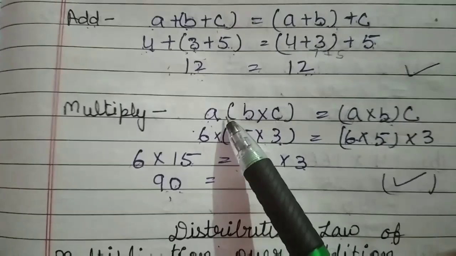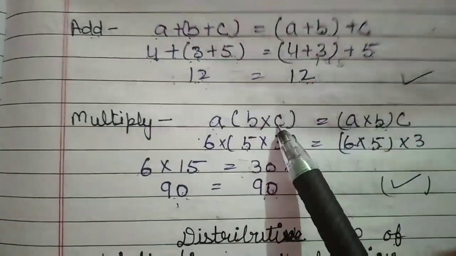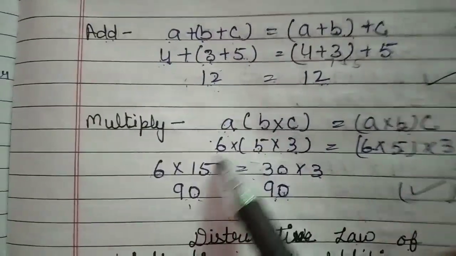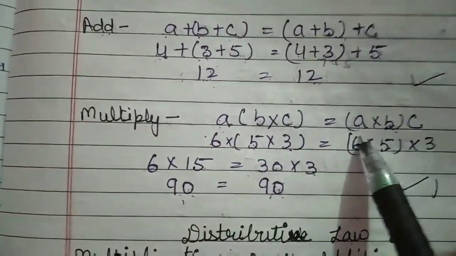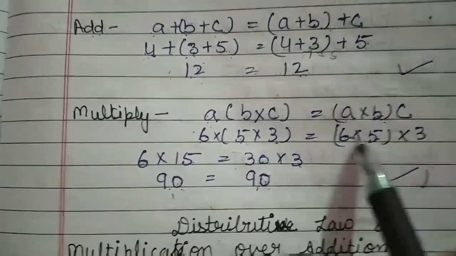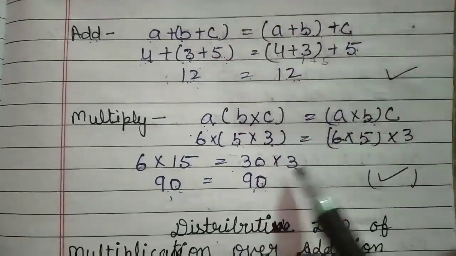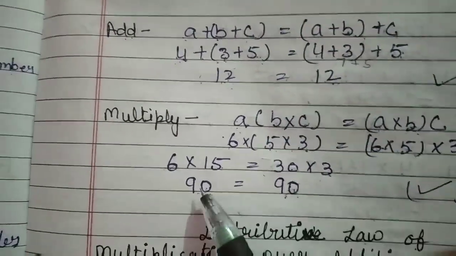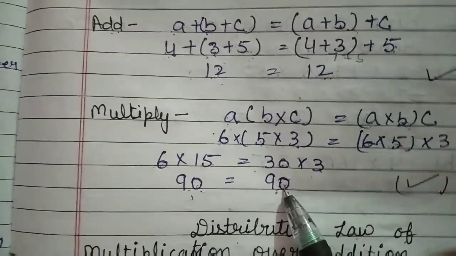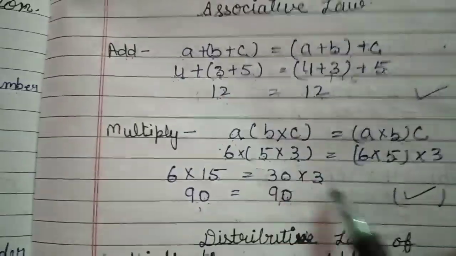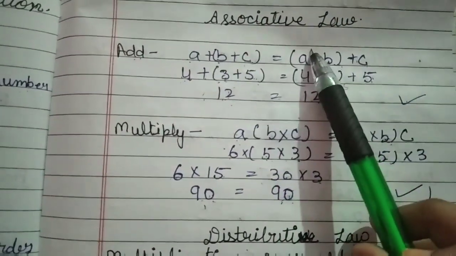So examples: A is 6, B is 5 and C is 3. 5 3s are 15, into 6 is 90. Now A into B into C, A 6, B 5, C 3. 6 5s are 30. 3 copy down, 30 into 3 is 90. LHS is equal to RHS, which states that multiplication is also applicable in associative law.